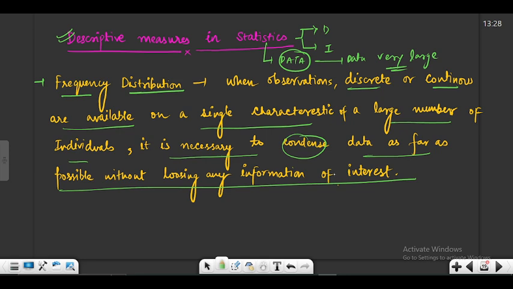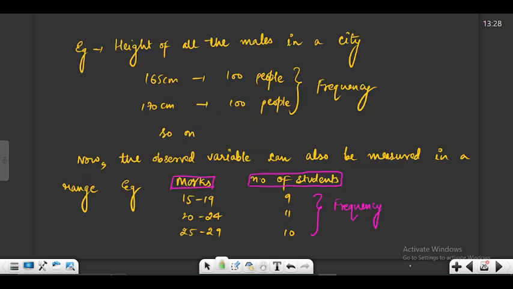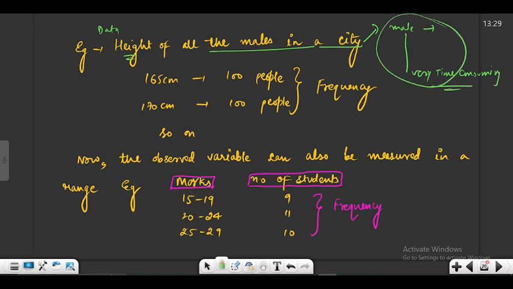For a variable, let's not discuss this now, let's see with the help of an example. So what does this actually mean? Suppose you have the data for the height of all the males in a city. You can collect data for every male and mark his corresponding height. This process will be very time consuming, and the data will be very large.